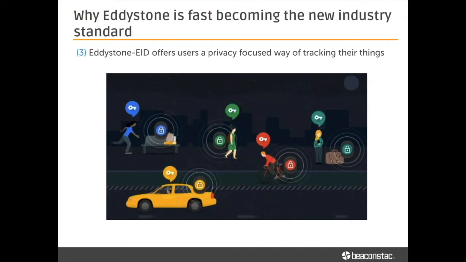Right. A big thing on people's minds around Eddystone is privacy. And there's been a really interesting update with something called Eddystone EID. Eddystone EID stands for ephemeral identifiers. Basically, it's a privacy-focused way of tracking who's actually using the Eddystone-compliant beacons, and it ensures that the signals broadcast by the Eddystone beacons can only be identified by authorized clients.